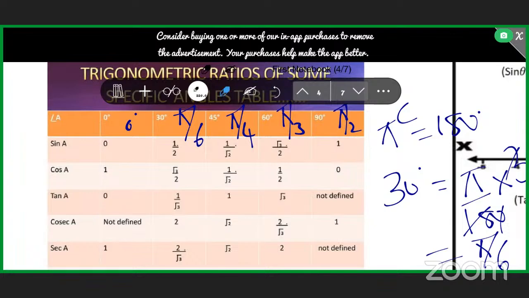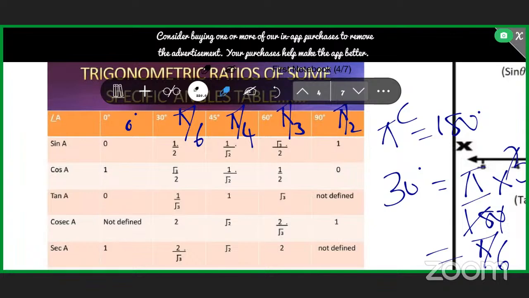And remember tan, it is much easier: divide sine by cos. 0 by 1 is 0. 1 by 2 divided by root 3 by 2, 2 cancels, the rest is 1 by root 3. 1 by root 2 divided by 1 by root 2, numerator and denominator cancel, you have only 1. Root 3 by 2 divided by 1 by 2, 2 cancels in the denominator and what is left is root 3.